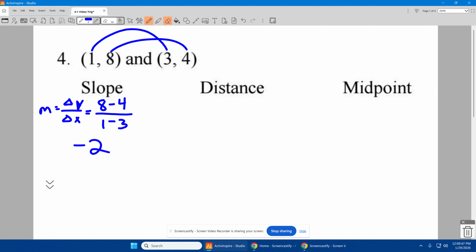The distance between them, well, if you plot them, you have a line there. However it looks, it could be going that way, it could be going that way, we don't know. But I do know that I can find the difference in my x's right here, which will be this horizontal leg. Going up will be the change in my y values. And then I can use the Pythagorean theorem that says this leg squared plus that leg squared equals the hypotenuse squared.